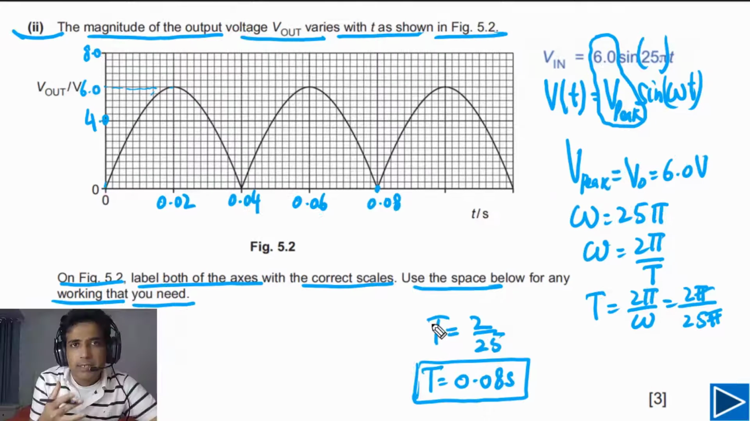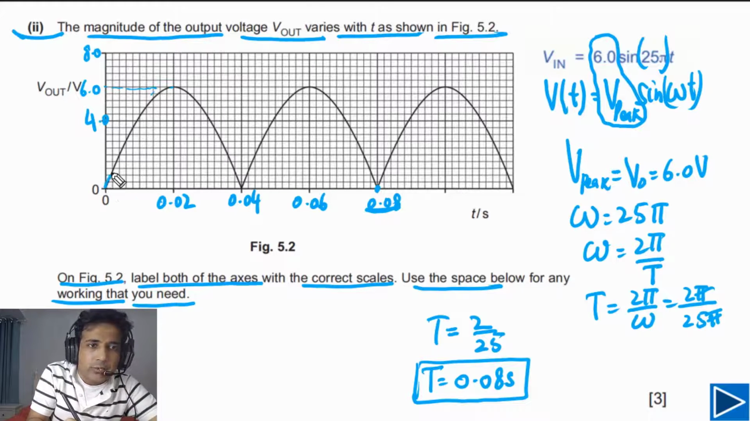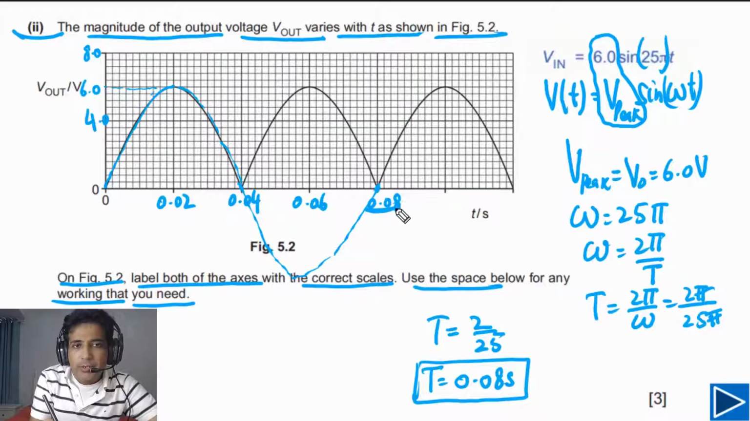Let's try to understand a little bit more about time period. How do we know that we need to label time period at this point? The reason is that over alternating input voltage, this is the time period of alternating input voltage, and alternating input voltage has time period that is equal to 0.08 seconds. So this is over alternating input voltage. So that's the reason we have labeled time period here, not here.